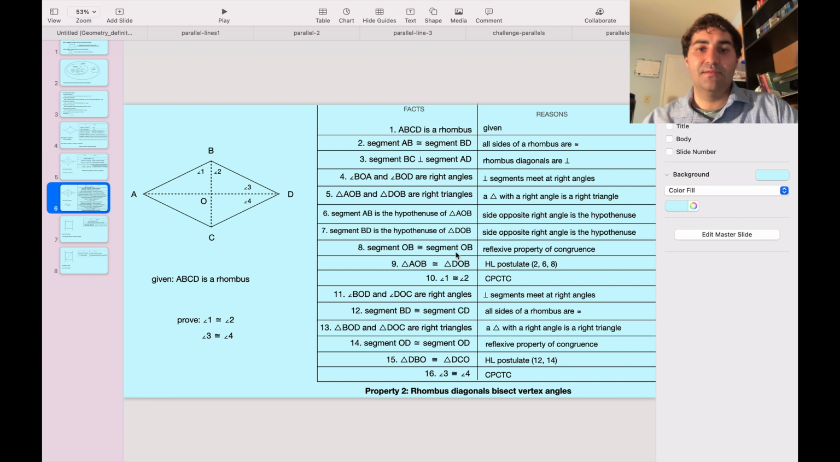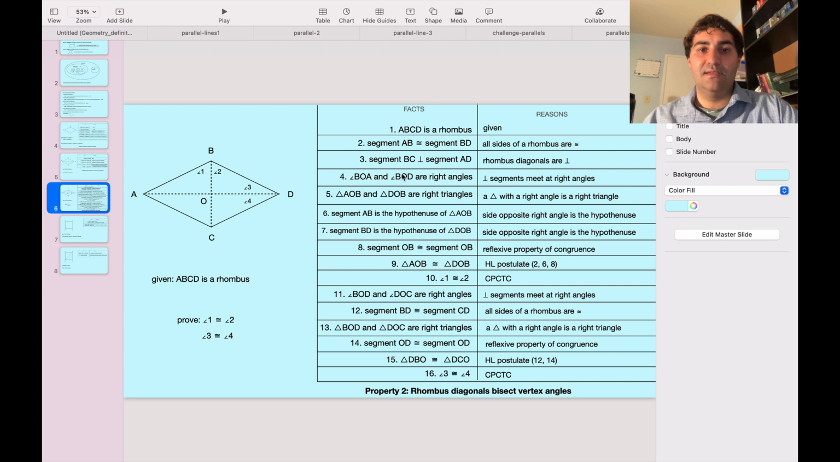I'm going to use the reflexive property of congruence, so segment OB is congruent to itself, and I can use the hypotenuse leg postulate and conclude that triangle AOB and triangle DOB are congruent triangles. And we know that corresponding parts of congruent triangles are congruent. So we know that angle 1 is going to be congruent to angle 2. So we proved this first fact right here.